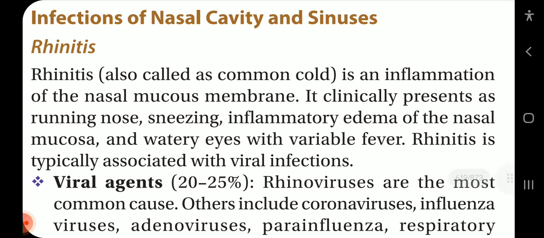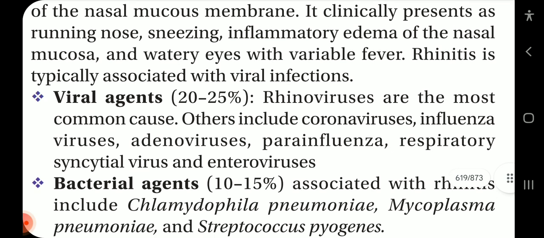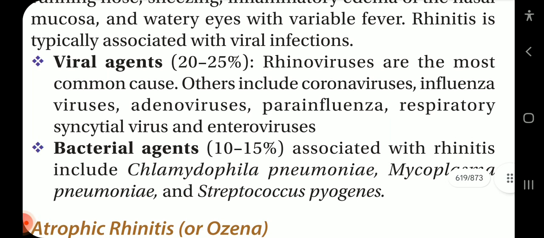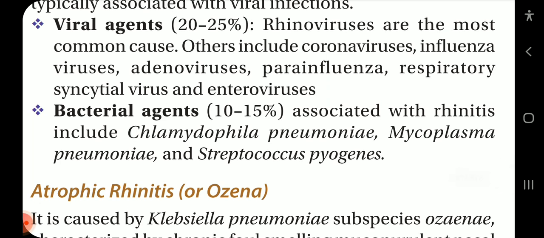Infections of the nasal cavity and sinuses. Rhinitis, also called the common cold, is an inflammation of the nasal mucous membrane. It clinically presents as a running nose, sneezing, inflammatory edema of the nasal mucosa, and watery eyes with variable fever. Rhinitis is typically associated with viral infections. Viral agents like rhinovirus, 20 to 25%, are the most common cause. Others include coronavirus, influenza virus, adenovirus, parainfluenza, respiratory syncytial virus, and enteroviruses. Bacterial agents, 10 to 15%, associated with rhinitis include Chlamydophila pneumoniae, Mycoplasma pneumoniae, and Streptococcus pyogenes.